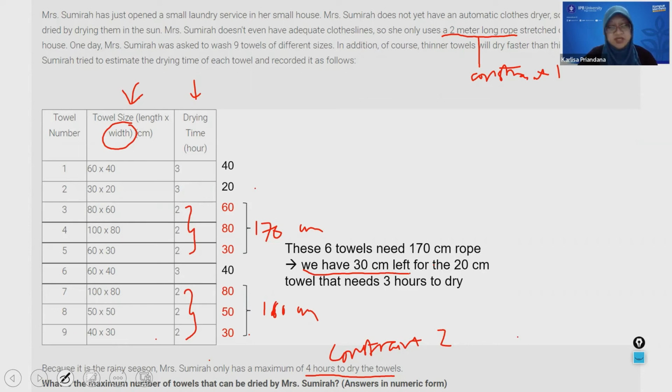But because you only have 30 centimeters left, you cannot accommodate this one. You can only accommodate this one, which needs 3 hours to dry. So the answer is 7 towels. So Mrs. Sumira can dry at maximum 7 towels, right? Okay.